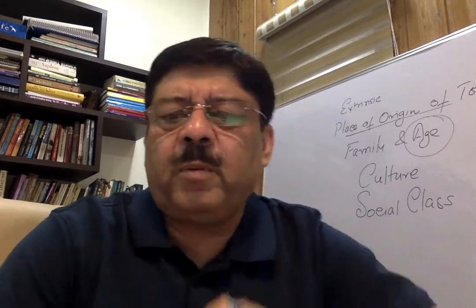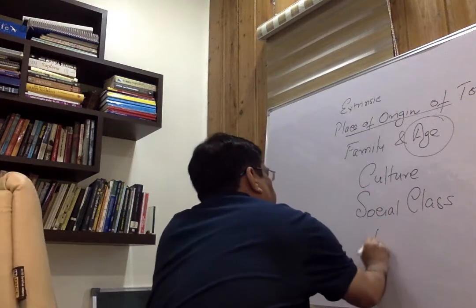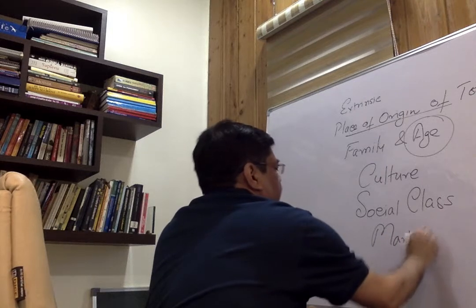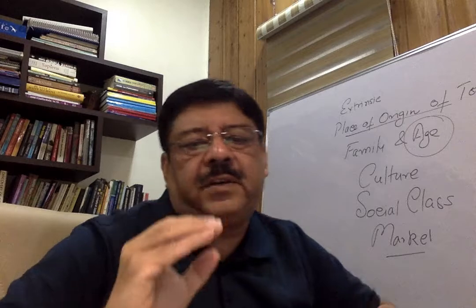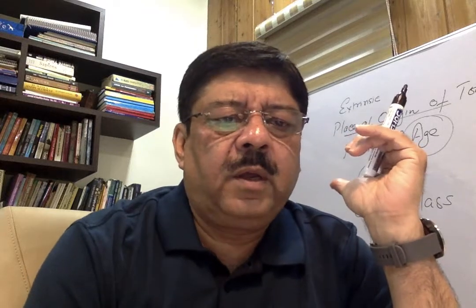Why? We will discuss it a little later. Then one more factor is market. What is market here? Market is demand, and currency rate is very important. The main extrinsic motivation factors are place of origin, family and age, culture, social class, and market. We will have a detailed discussion.